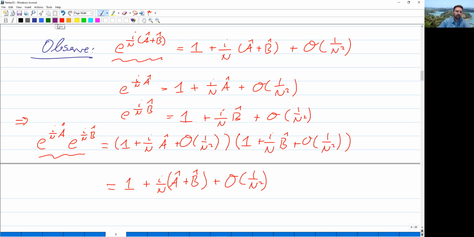Notice that this is the same as that. So what this means is that even though this term is not the same as the product of these two terms, when n is very, very large, it's approximately that, right? Because for n very large, we only have the identity plus the first leading term, and they are the same here.